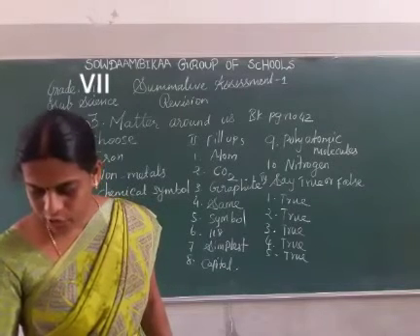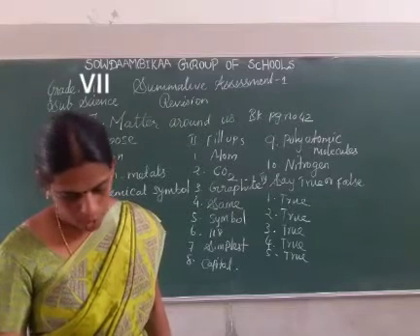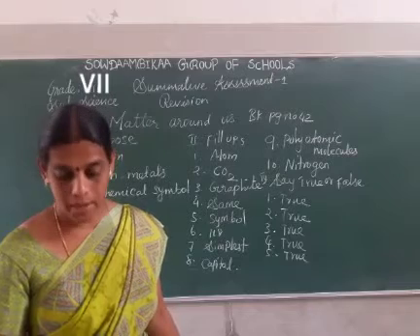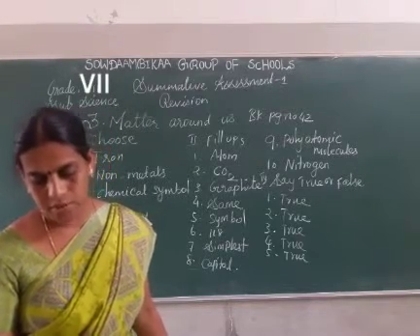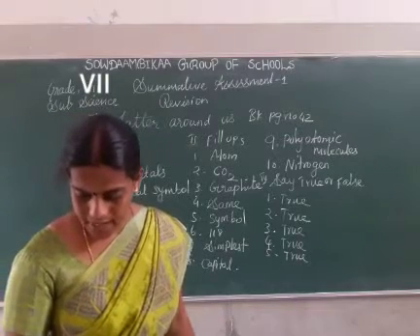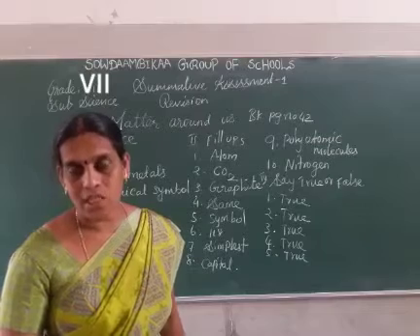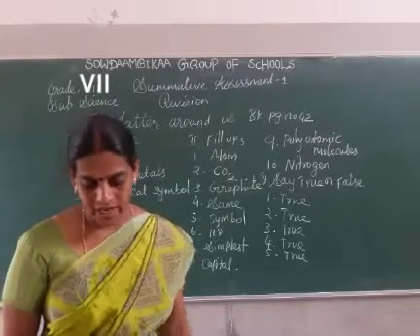Write the chemical formula and name the elements present in the following compounds. Sodium chloride, NaCl. What are the elements? Sodium and chlorine. Potassium hydroxide, KOH: potassium, oxygen and hydrogen. Carbon dioxide, CO2: carbon and oxygen. Calcium oxide, CaO: calcium and oxygen. Sulfur dioxide, SO2: sulfur and oxygen.